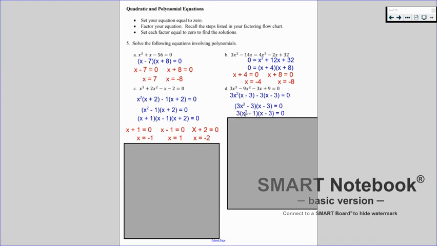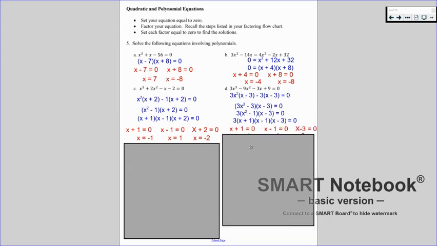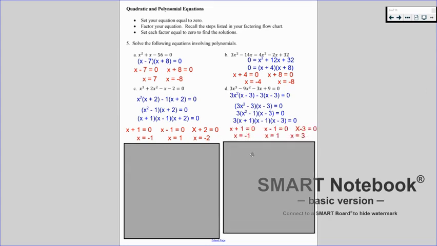So now I see this pattern, x squared minus 1. I can factor that into x plus 1, x minus 1. Everything else still comes along with. And set each factor equal to 0, and then solve. So those are going to be the answers for number 5.